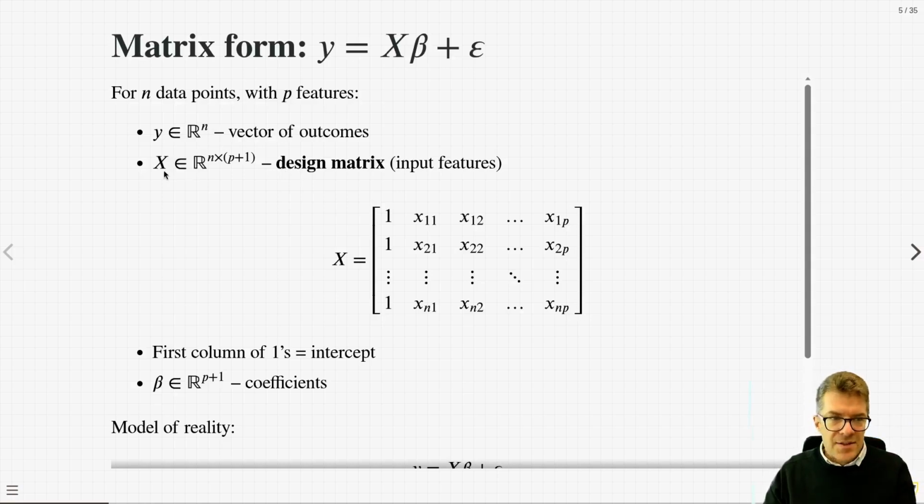And big X is a big matrix. Normally capital letters refer to matrices. And big X is an n by p plus 1 matrix, we call it the design matrix. It's basically a matrix of our input features. Every row corresponds to an input datum, an input data point. And the columns basically correspond with the input variables we have.